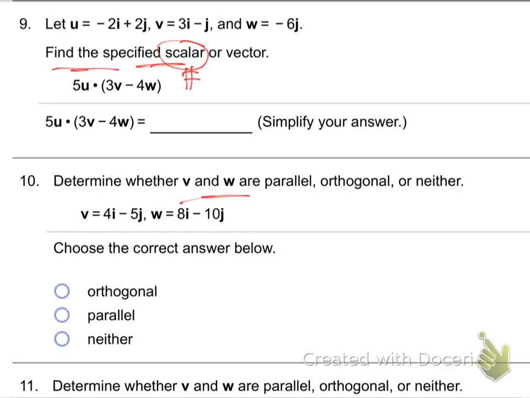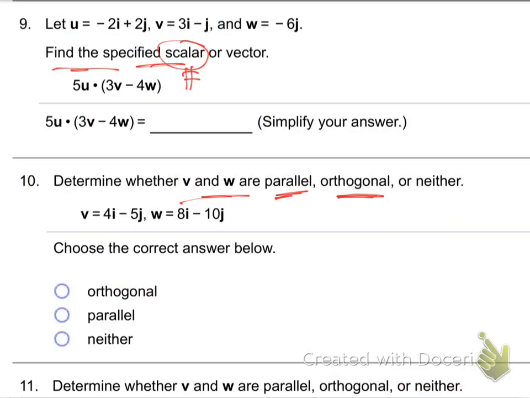How about this? V and W. Here's the orthogonal thing again, but they're also throwing in the parallel idea. So they're saying, hey, can you take those 2 vectors and figure out, are they parallel, orthogonal, or neither? Are they in the same direction? Or are they perpendicular, orthogonal? Or are they like somewhere in between? So let's try that.